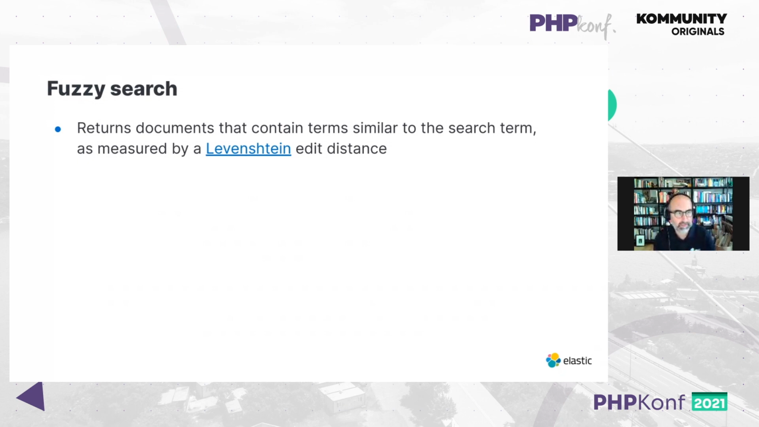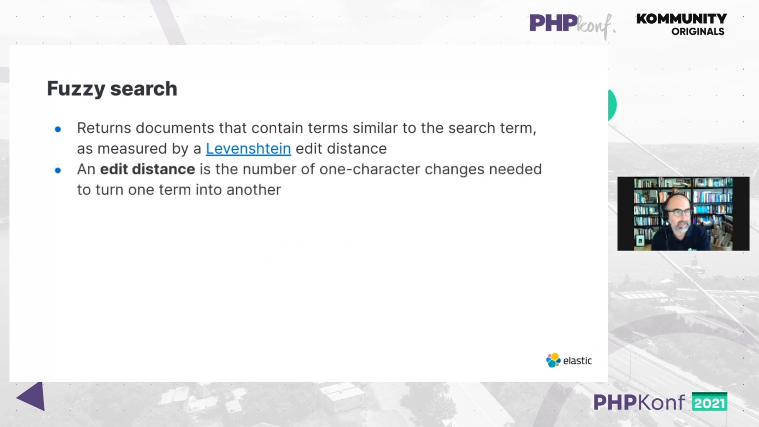And how is it actually implemented? In Elasticsearch, we are using the Levenshtein edit distance. Levenshtein is basically the name of this algorithm. The edit distance is the number of one-character changes needed to turn one term into another.